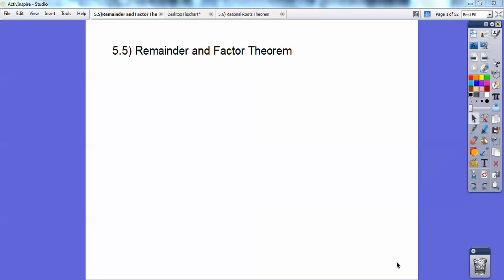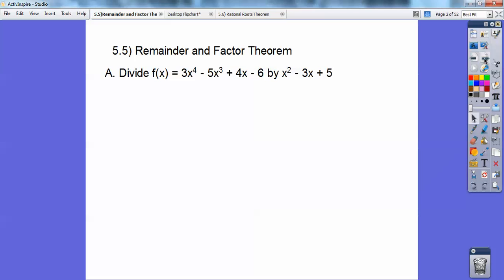Hey guys, this Algebra 2 lesson is on remainder and factor theorem. So let's go ahead and start by dividing this 3x to the fourth minus 5x cubed. Notice there's no x squared, so I'm going to insert a 0x squared plus 4x minus 6. You'll see why when we do synthetic division shortly.